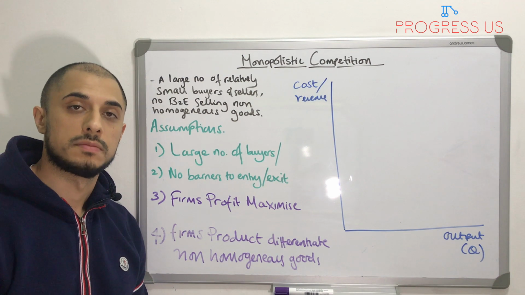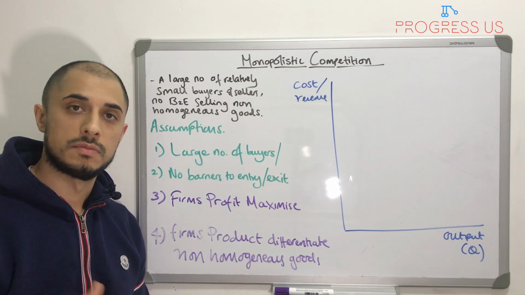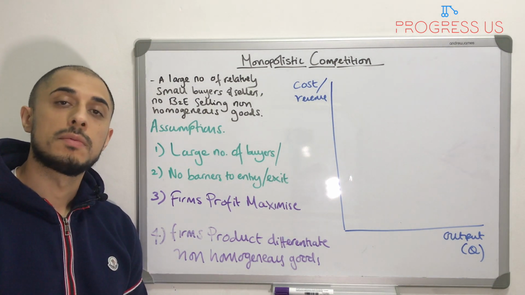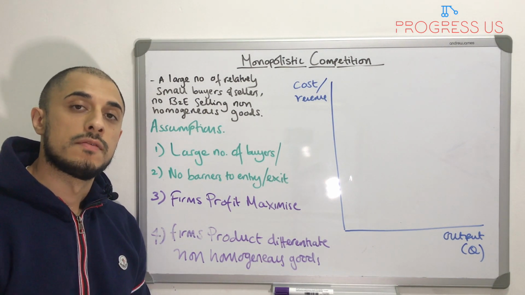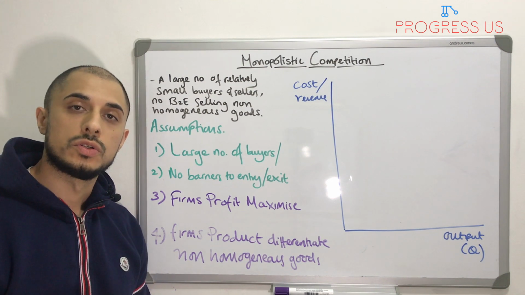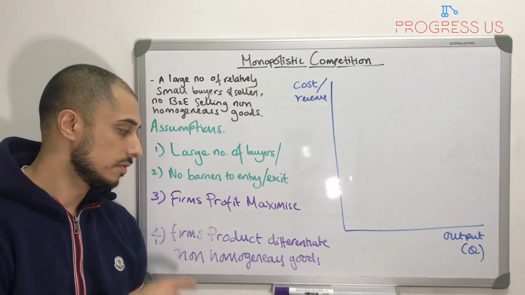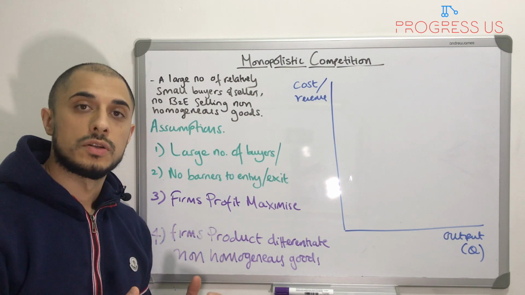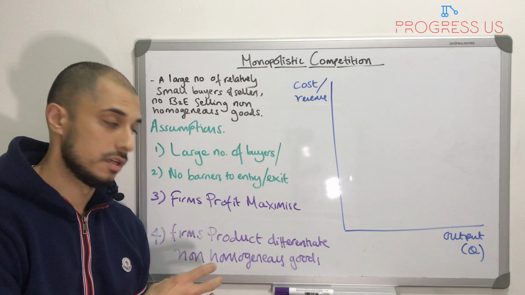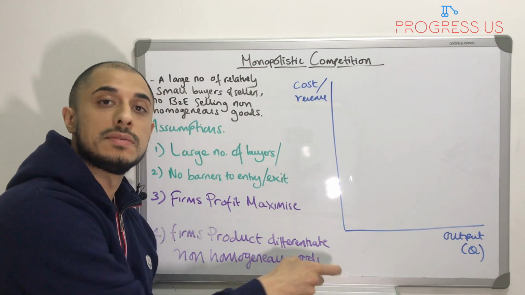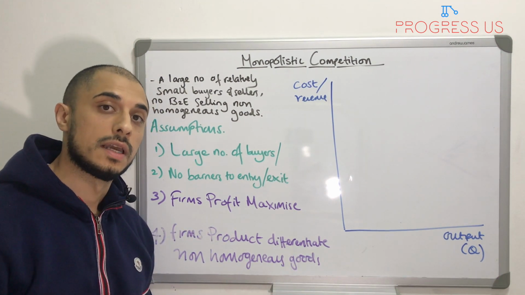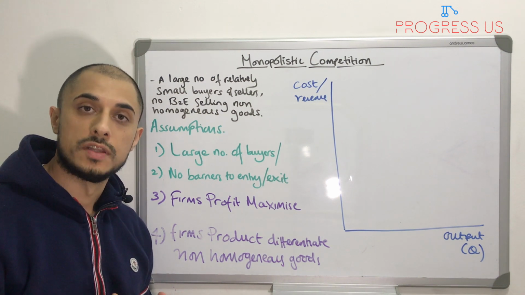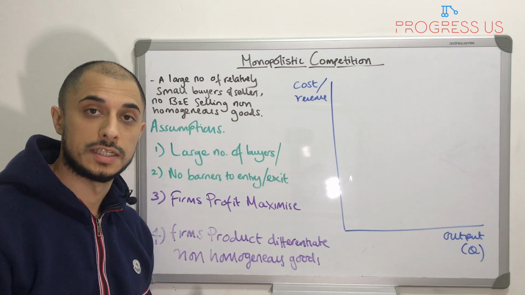Firms look to profit maximize, just like all market structures. And the final characteristic, which is probably the most important one, is firms in this market structure look to differentiate their products. And this is really important to understand because it defines the diagram that you're going to draw and the ability of firms in this market to essentially be price makers. They have the ability to set the price as they have a degree of control over their products due to the fact that they're differentiated.